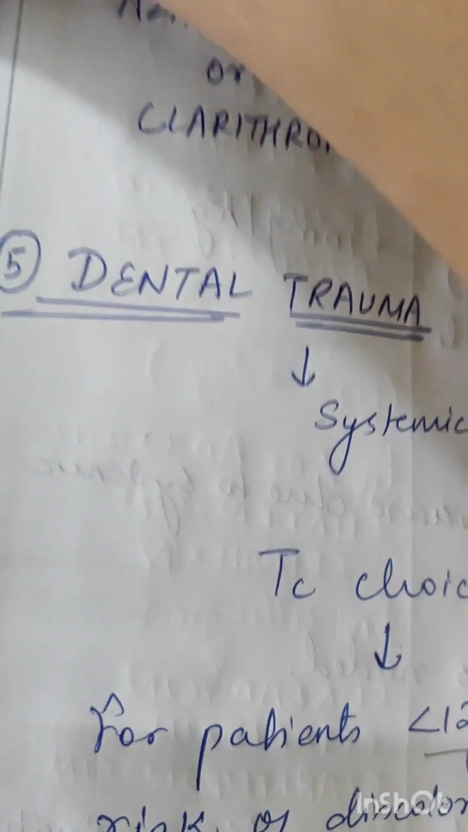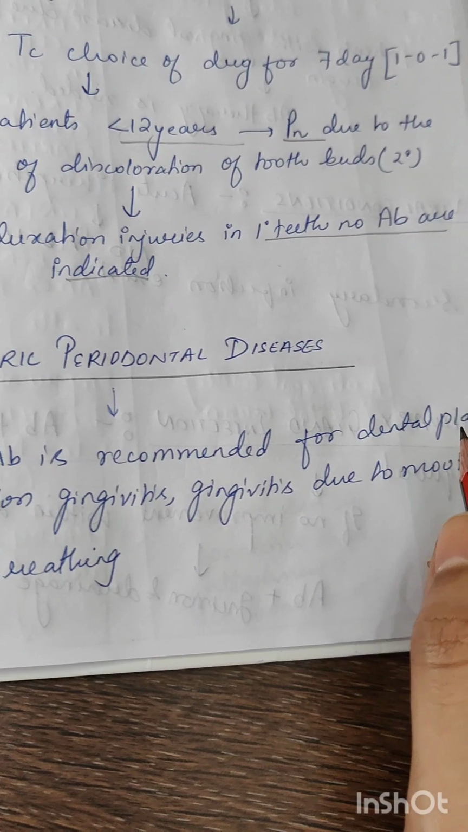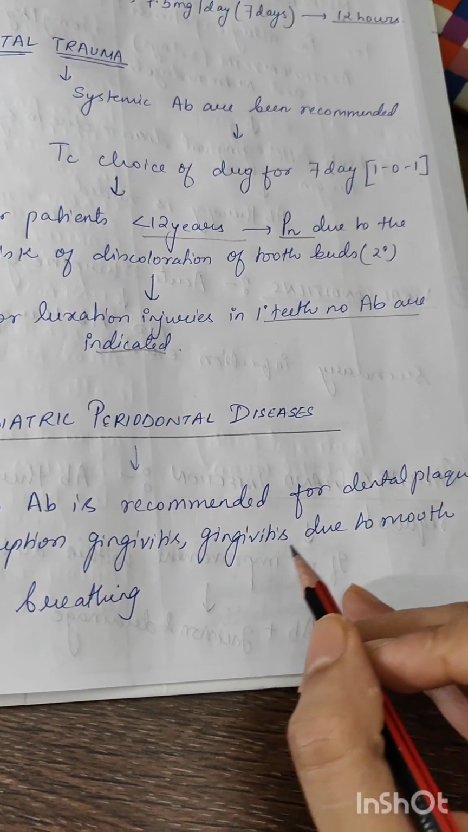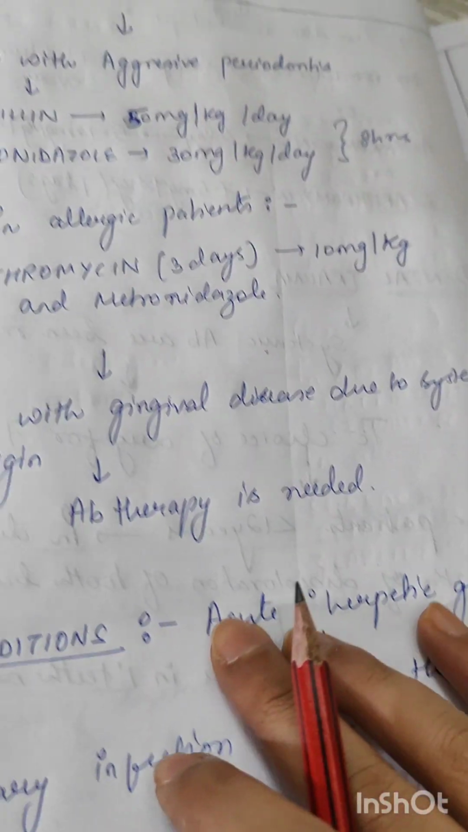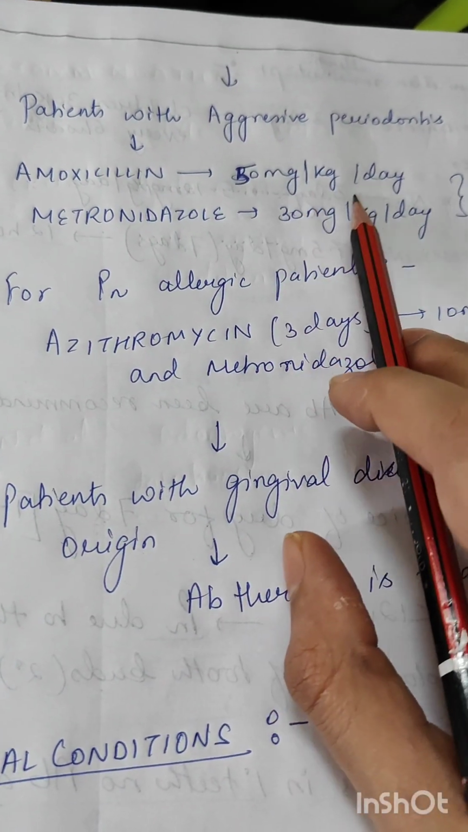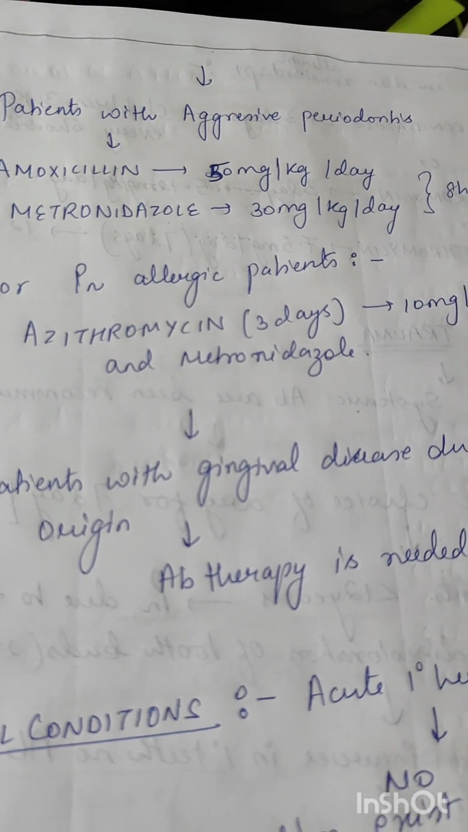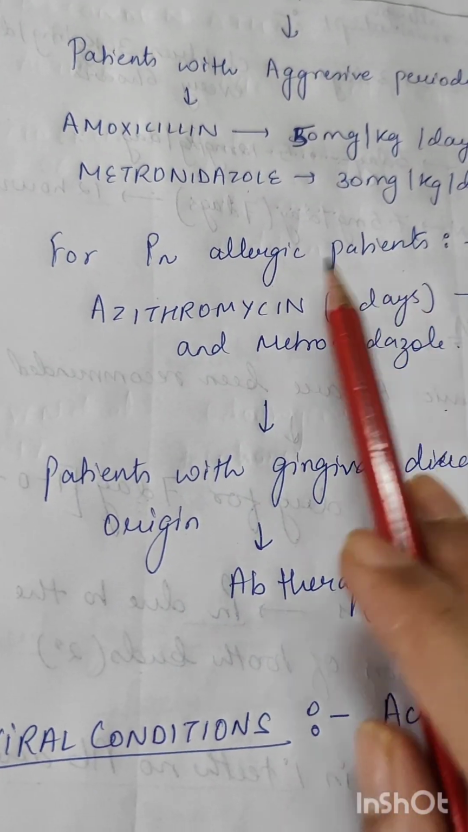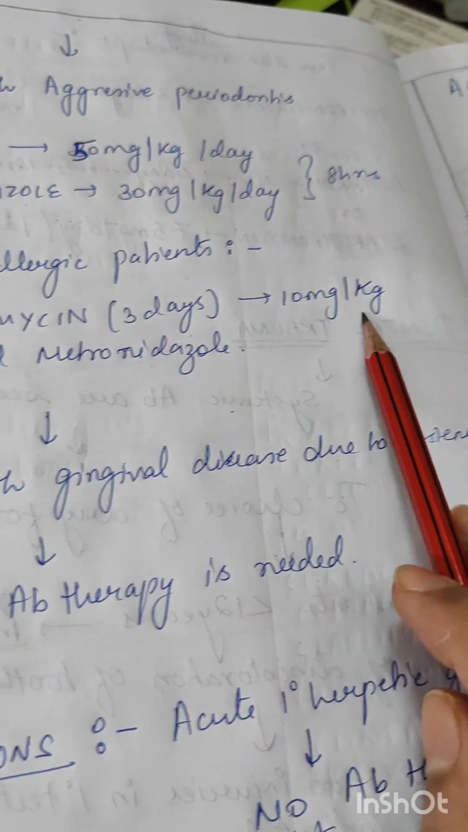Okay, next is pediatric periodontal disease. No antibiotics are recommended for dental plaque, eruption gingivitis or gingivitis due to mouth breathing. No antibiotics. Next is patients with aggressive periodontitis. Amoxicillin 50 mg per kg per day is given, and metronidazole 30 mg per kg per day every 8 hours. For penicillin allergic patients, azithromycin for 3 days and metronidazole 10 mg per kg.